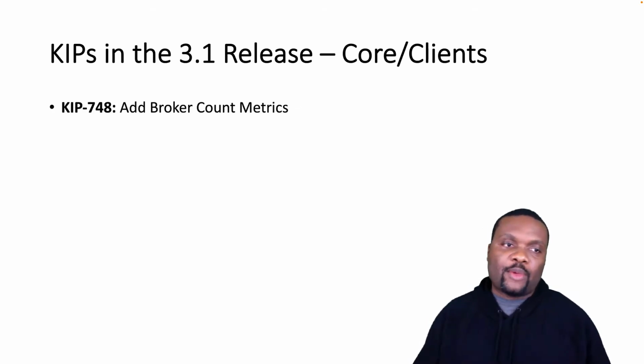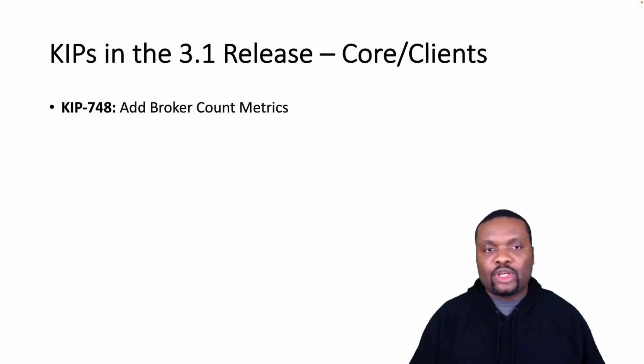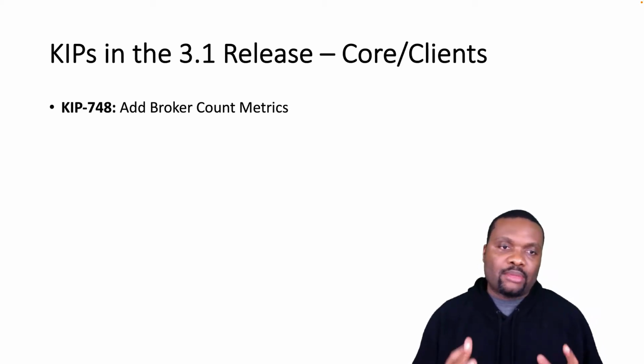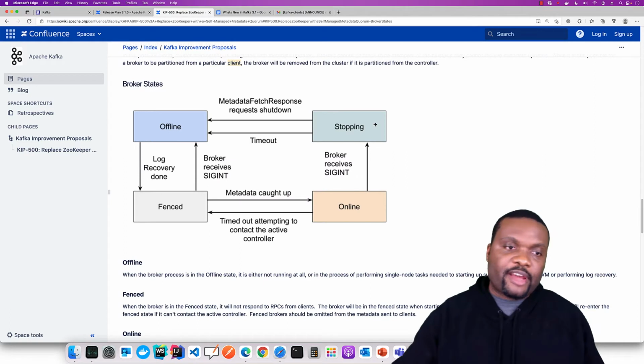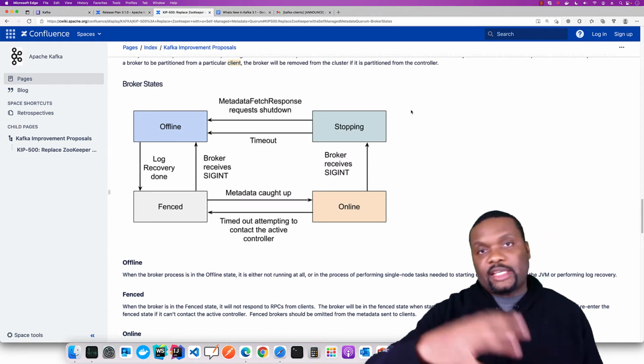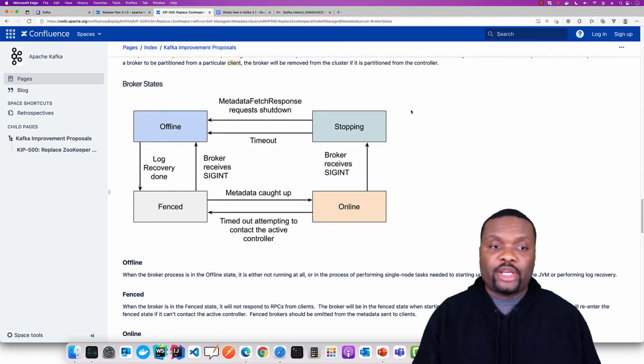The first thing that I want to cover is KIP number 748. KIP 748 talks about adding broker count metrics so that we can keep track of two types of brokers, the active brokers and the fenced brokers. If you're not familiar with what a fenced broker is, basically when a broker is getting up to speed, when the cluster is just booting up, or sometimes after the cluster is running, some of the brokers may be behind in the amount of metadata that they have, and because of this, the protocol and the mechanism in the cluster isolates them and takes them away from being able to serve client requests.